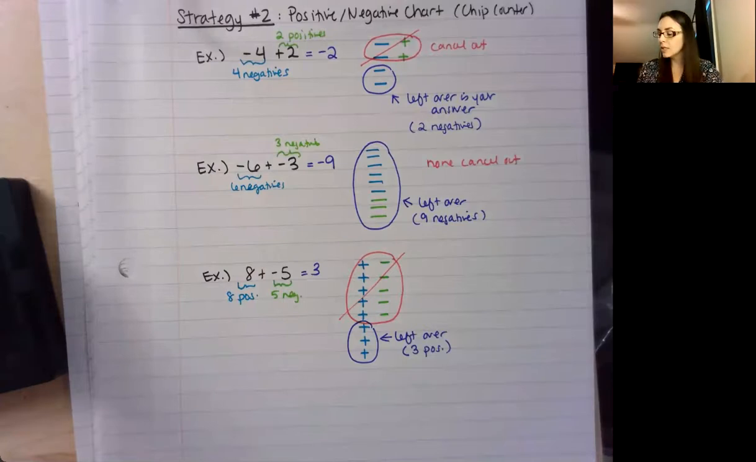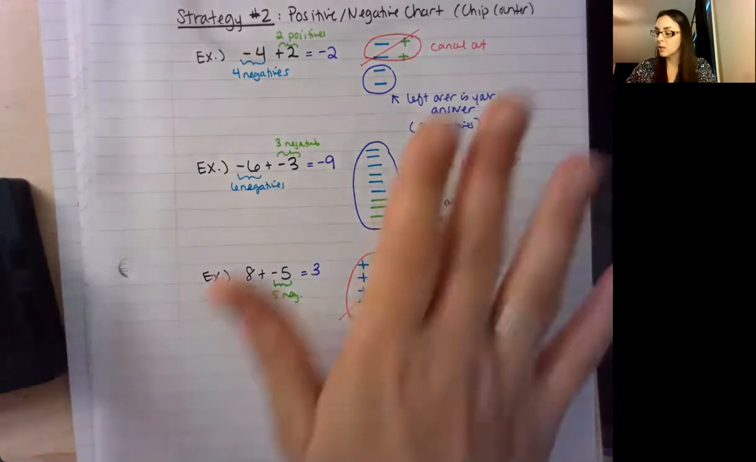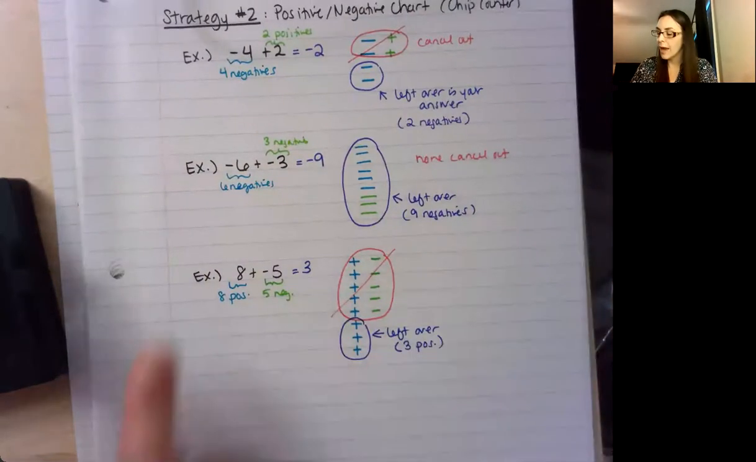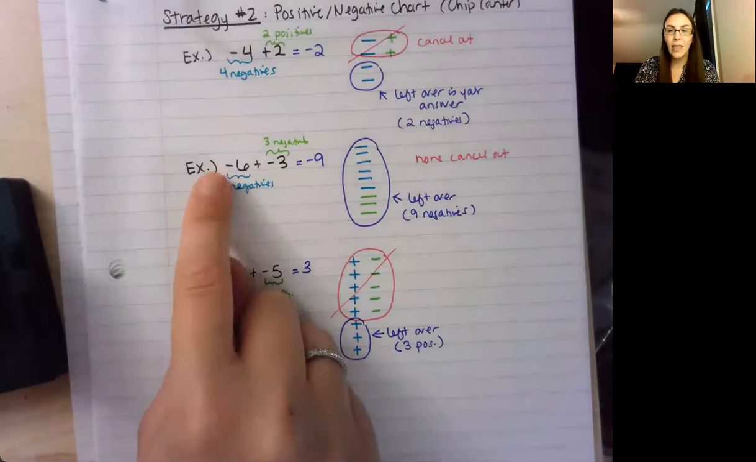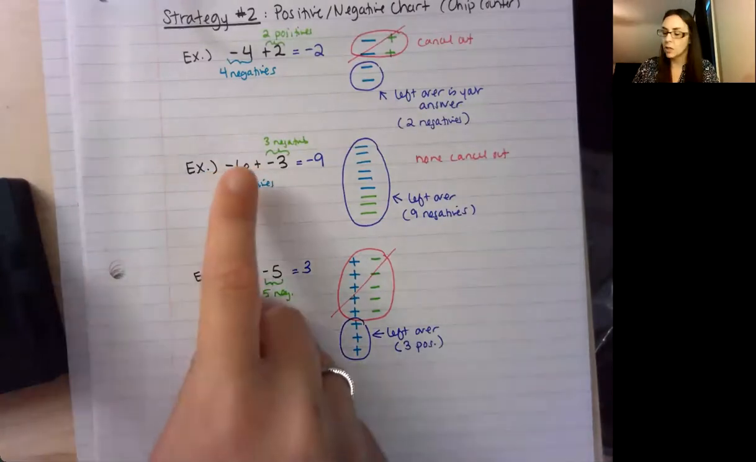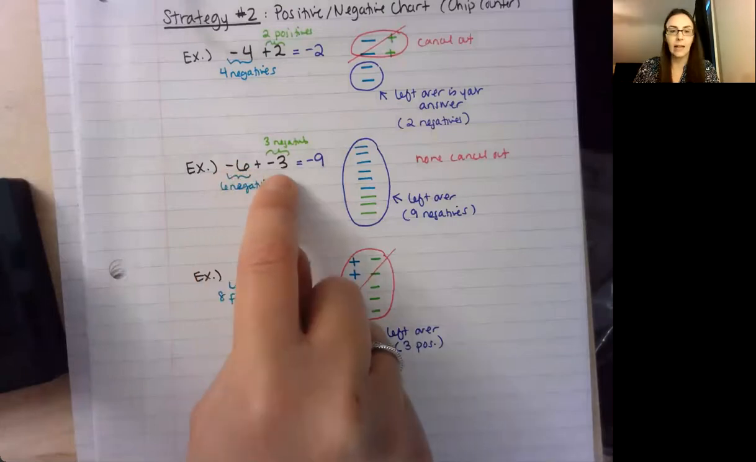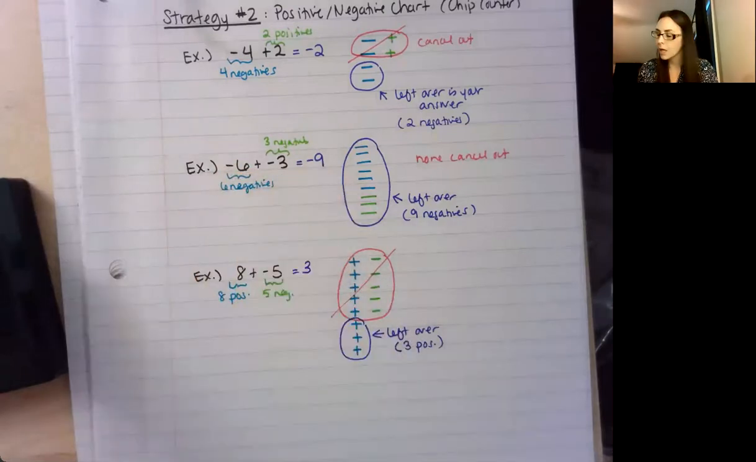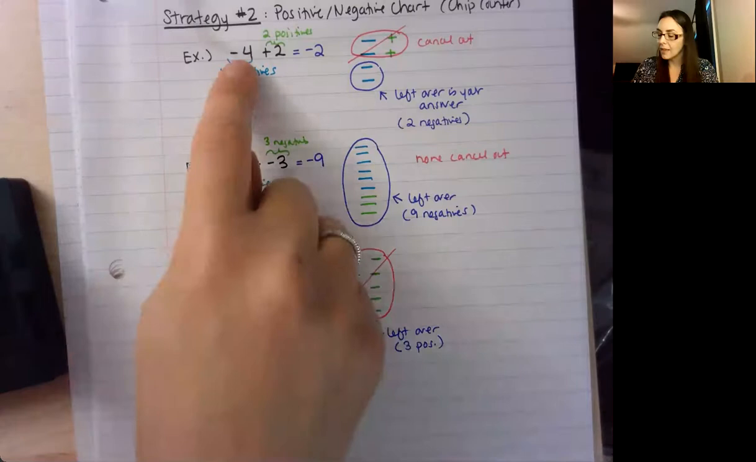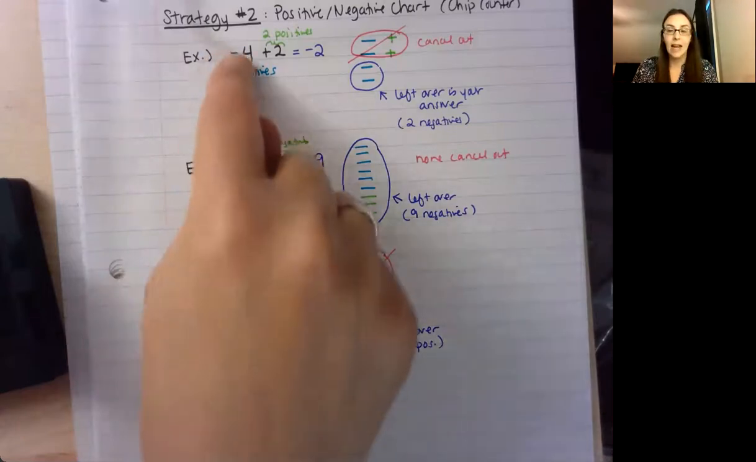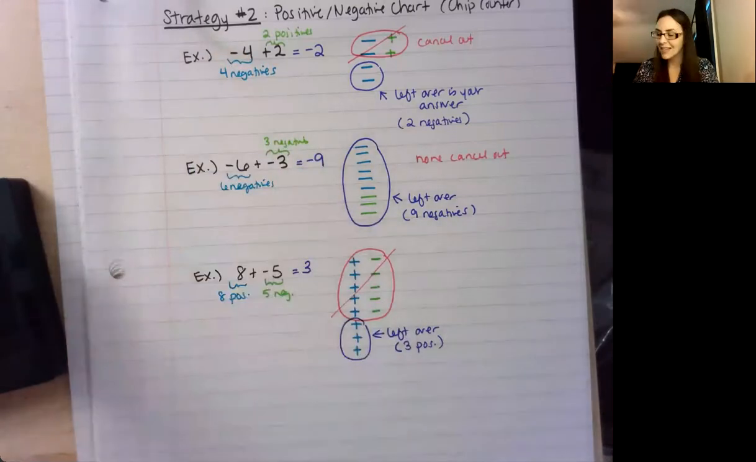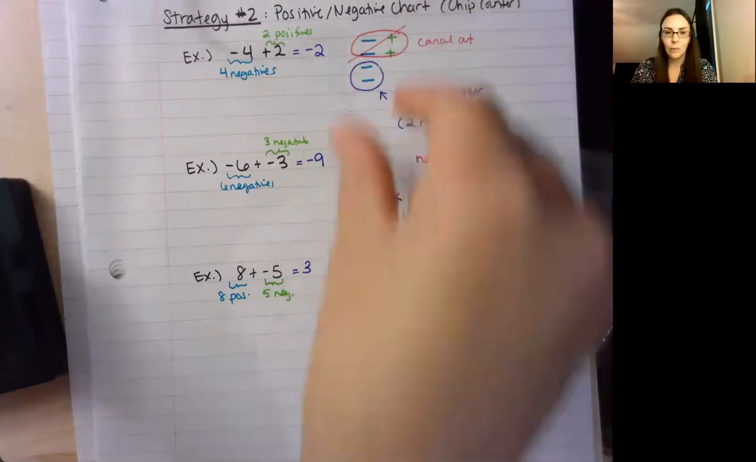But notice that, and this is kind of an easy one to see it here, I think, when we were adding all negatives, nothing ended up canceling out. So we basically just added all those negatives together. You could see that I have 6 plus 3 is 9, and I kept that negative sign. When I was adding things with different signs, then I had stuff canceling out.